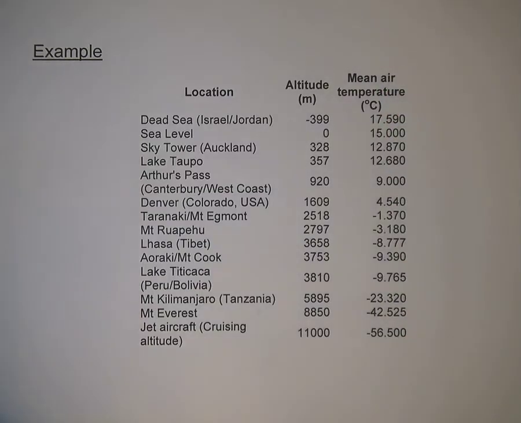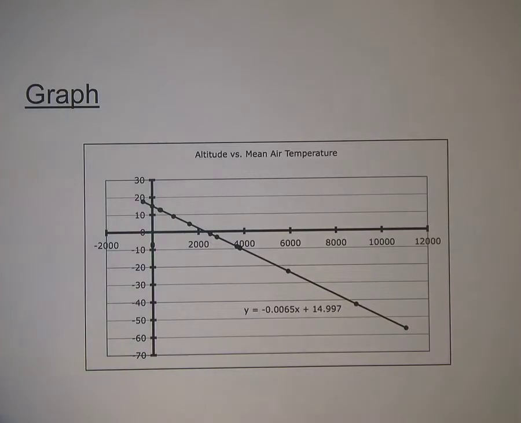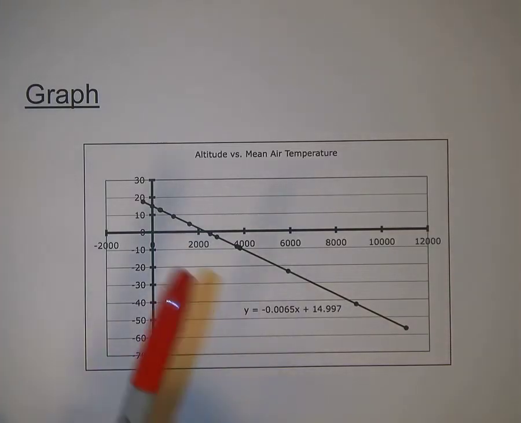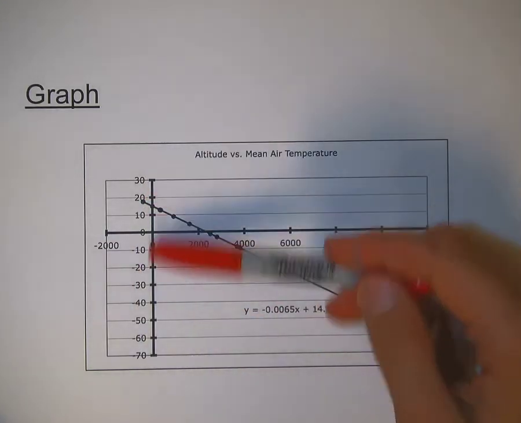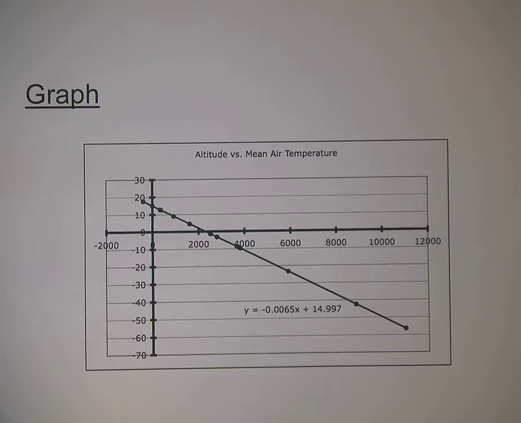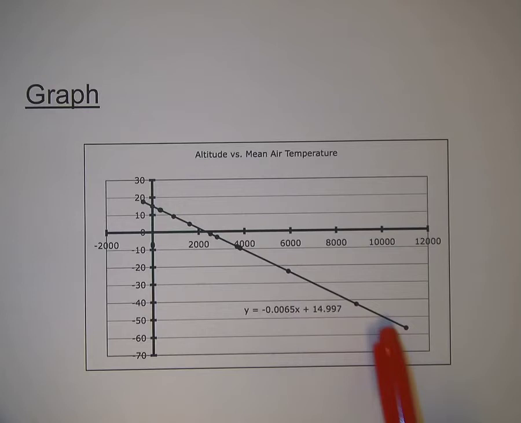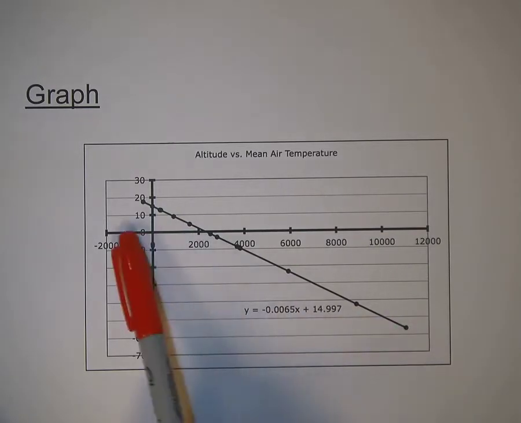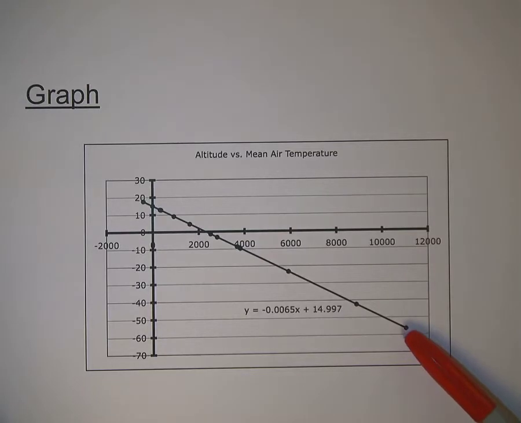Okay, so let's take a look at this data graphed. First of all, on the x-axis we have altitude, and on the y-axis we have mean air temperature in degrees Celsius. We can see that there is a very strong negative association. So as altitude increases, temperature decreases. Very, very strong.